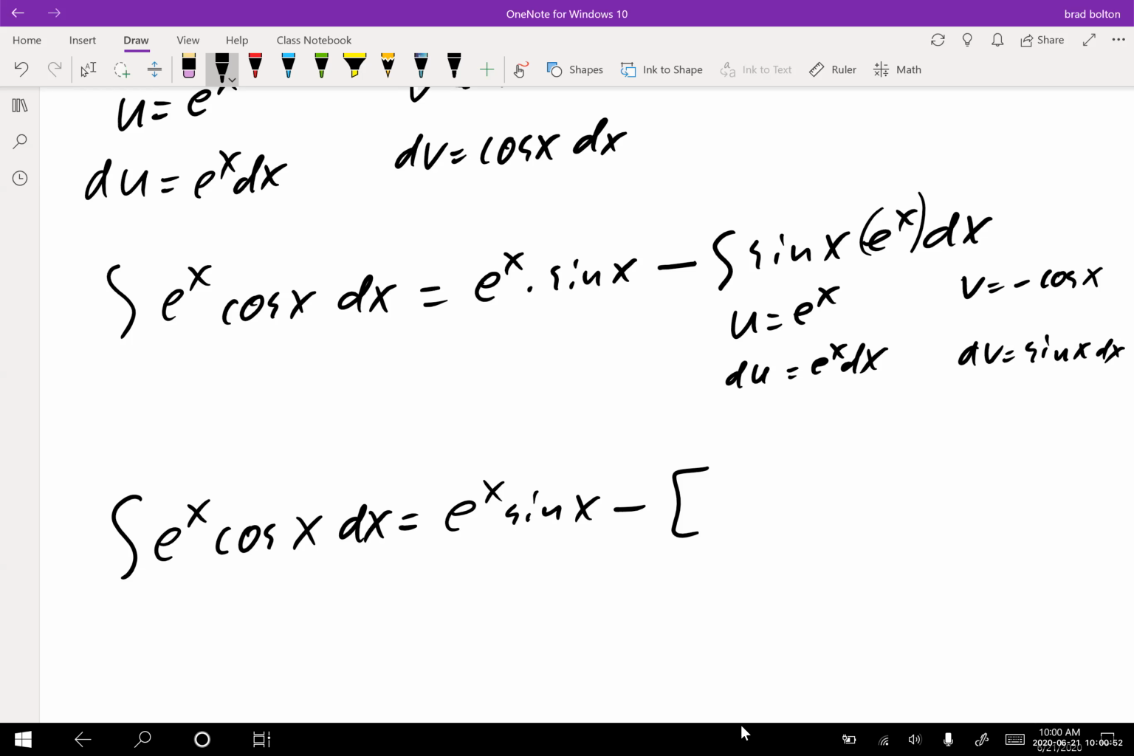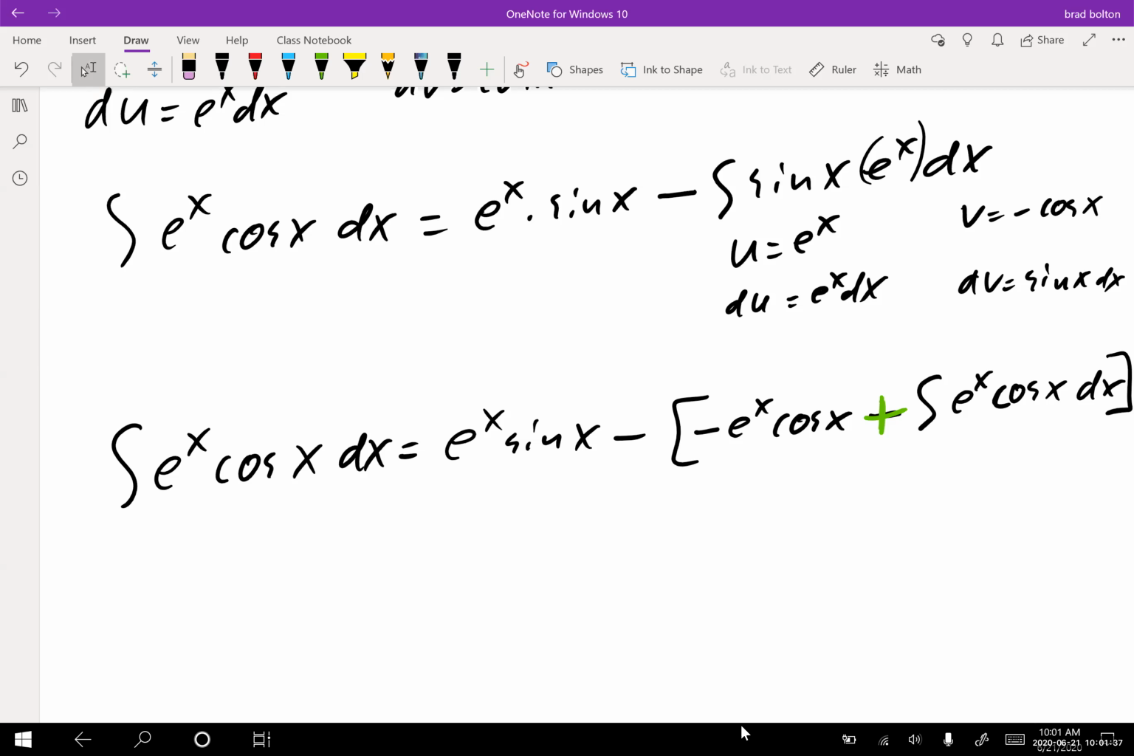And then this is e to the x sine x minus, now we did integration by parts again, so we have to do uv, so this will be minus e to the x cosine x minus the integral of v du. So v already has a minus, so then this is going to become a plus, right? So that would be plus the integral of e to the x cosine x dx. So I used v and du, right? e to the x dx and negative cosine x.